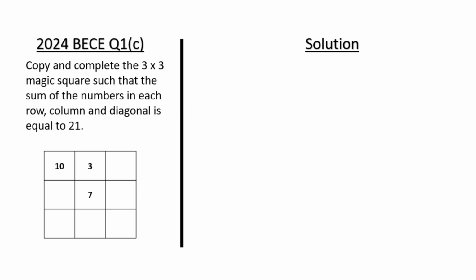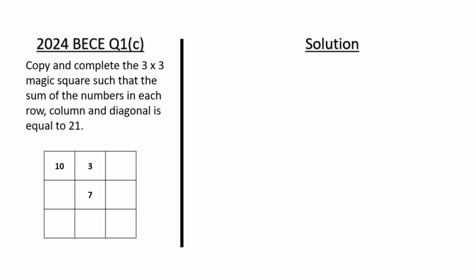So this is BECE 2024 question 1C, and this question is on magic square. Today I'm going to take you through how to solve questions on magic square. The question says copy and complete the 3 by 3 magic square such that the sum of the numbers in each row, column, and diagonal is equal to 21.